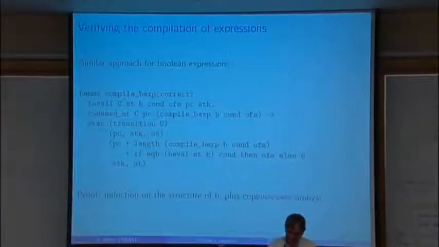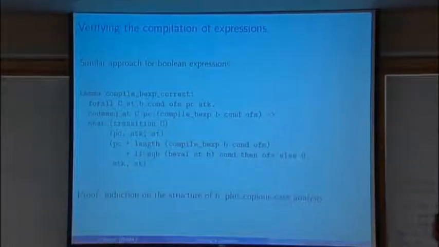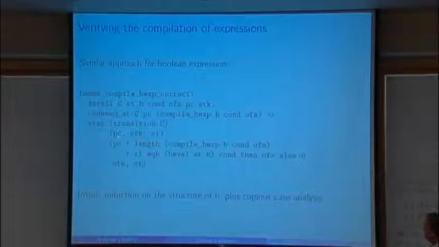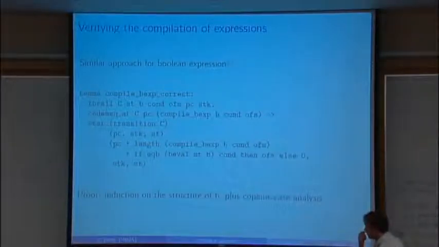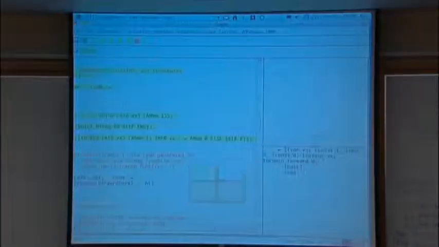Okay. So for Boolean expressions, we have a similar claim, although it's a little more complicated. If at PC we have the compiled code for this Boolean expression, then in 0, 1 or several transitions, we will go from PC to, depending on the Boolean value of the expression and whether it is equal or not to the condition, either the end of the code that we generated or the end plus some offset. Okay? And now we still have an induction on the structure of B, but the case analysis is bigger. So it's good to have a system like Coq to make sure that we didn't forget anything.